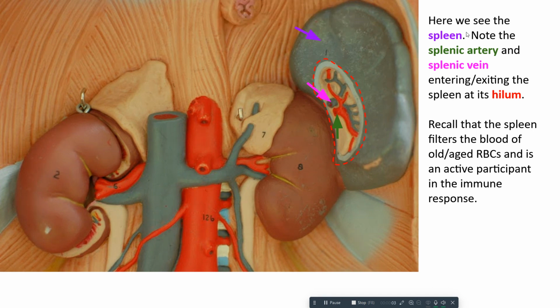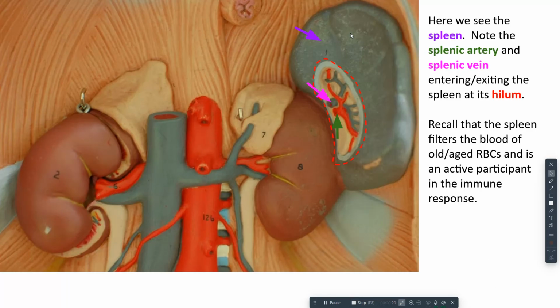Hey, what's up everybody? We are going to do a video about the lymphatic system labs. This is gross and microscopic anatomy of organs of the lymphatic system. And we are going to start with the spleen.